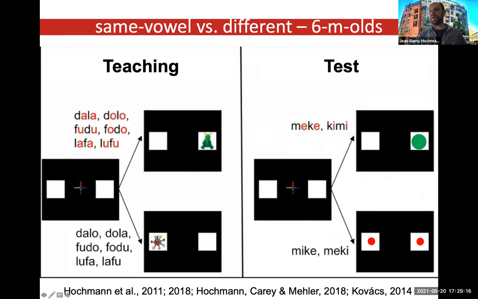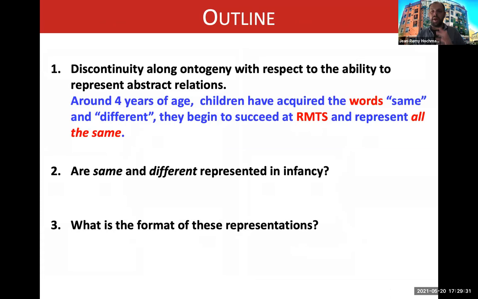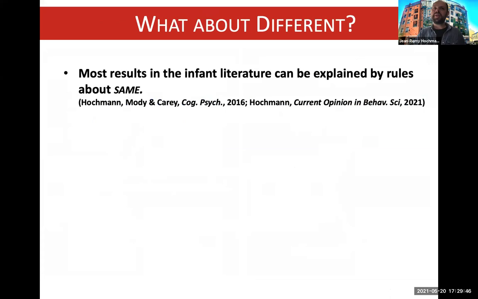And the pattern holds as well if only the vowel is repeated. So if the rule is about same vowels, infants learn. If it's about different vowels, they are at chance. Okay, so at least same seems to be represented. So all these experiments, and there are others from other groups, in particular from Walker and Gopnik, suggest that young infants have a representation of same. But now you might ask, what about different? And what I've argued is that most results, if not all of them, in the infant literature can be explained by rules only about same.